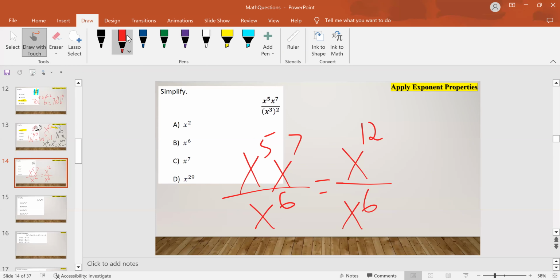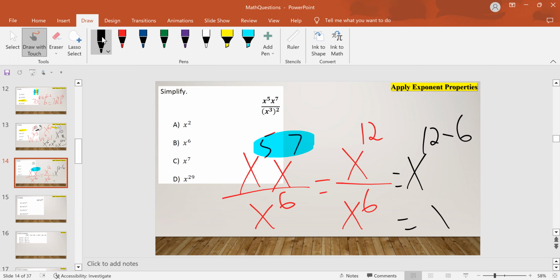The reason it's 12 is that we add 5 to 7. Okay, and now at this step, we have x to the 12 minus 6. And the answer is x to the 6th power. Okay, the best choice here is B.